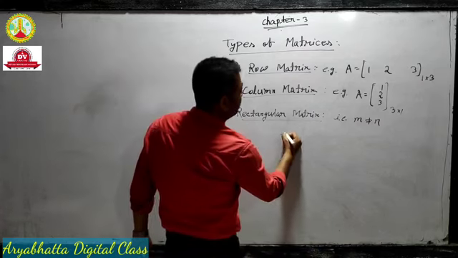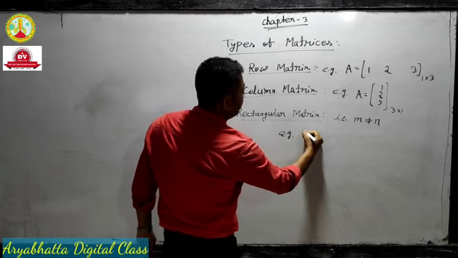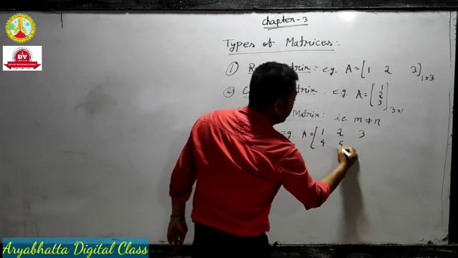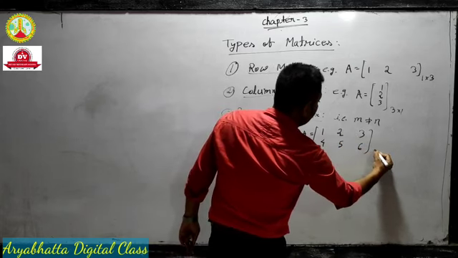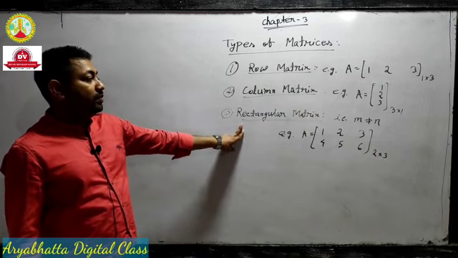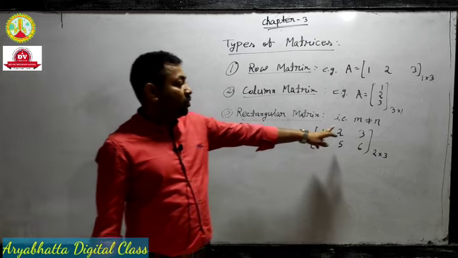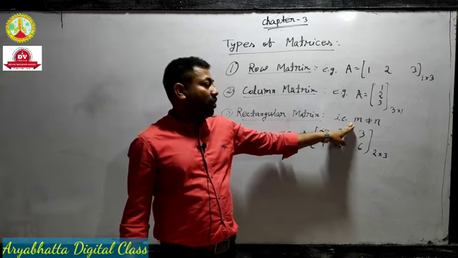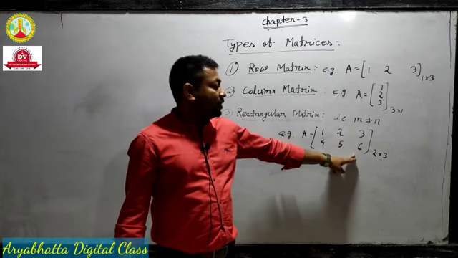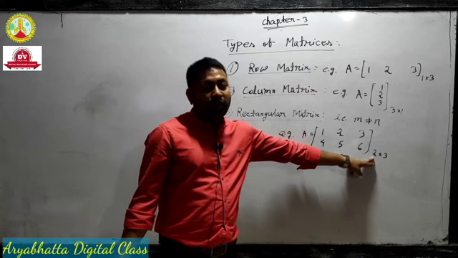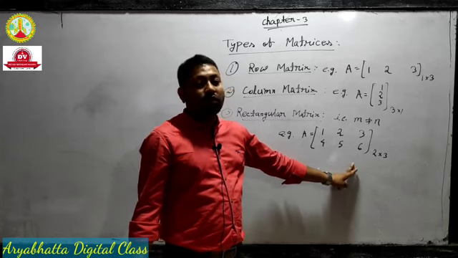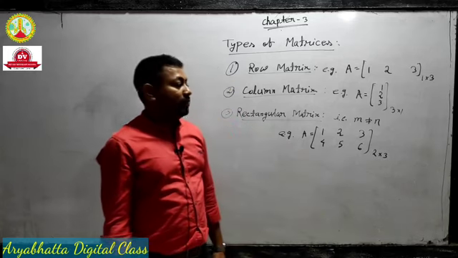For example, A equal to 1, 2, 3, 4, 5, 6 of order 2 by 3. Here the total number of rows is 2 and the total number of columns is 3. Therefore, m is not equal to n, and that matrix is called a rectangular matrix.